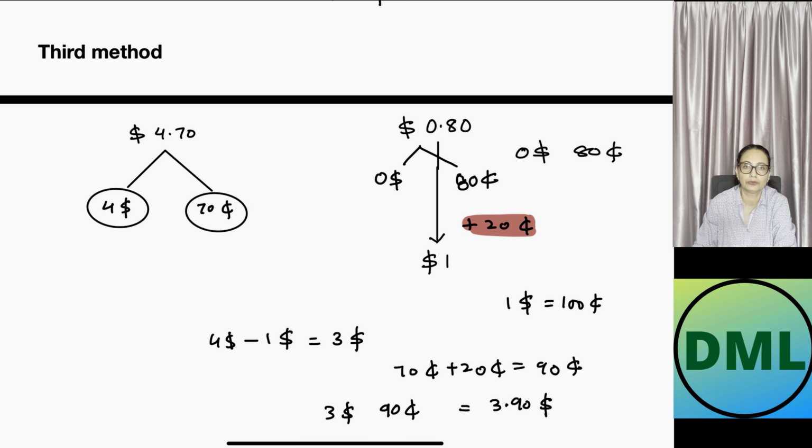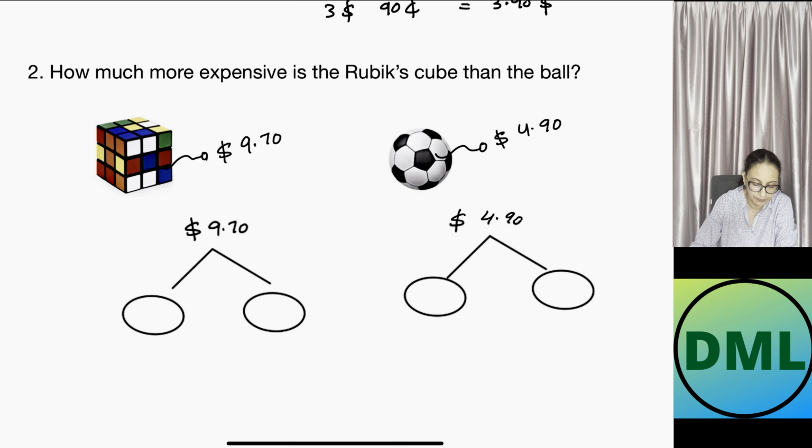One question is for you. Solve it with all three methods and make yourself comfortable with all three methods. This is the question for you.